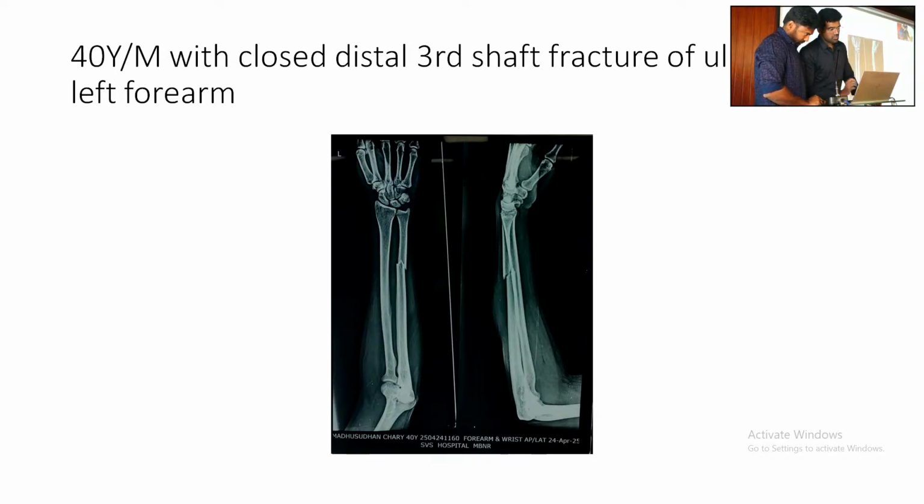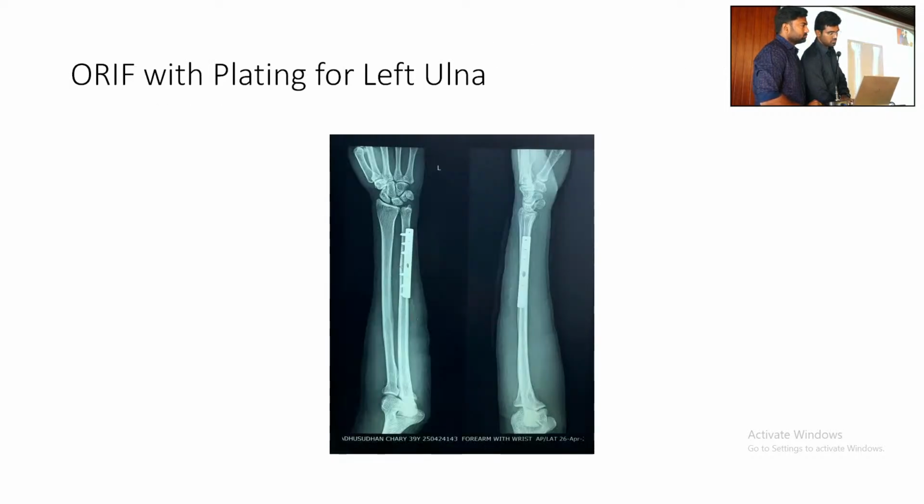40 years male with closed distal third shaft fracture of left ulna, sir. It's night shift fracture, but the mode of injury is fall from bike, sir. We have done open reduction internal fixation with plating for left ulna, sir.